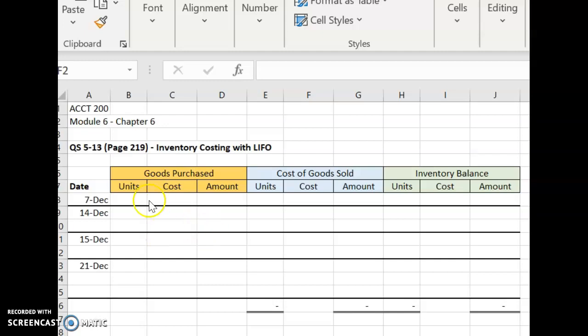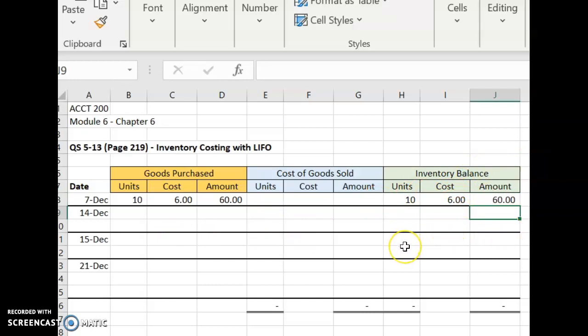So let's start with, on December 7th, we purchased 10 units at $6 each. So again, we're going to do that extended value equals 10 times 6, and we're putting this under our goods purchased. Over in our inventory balance, then, I've got those 10 units. That's all I have at this point. And at $6, and again, my extended value. So after December 7th, that is my inventory balance.